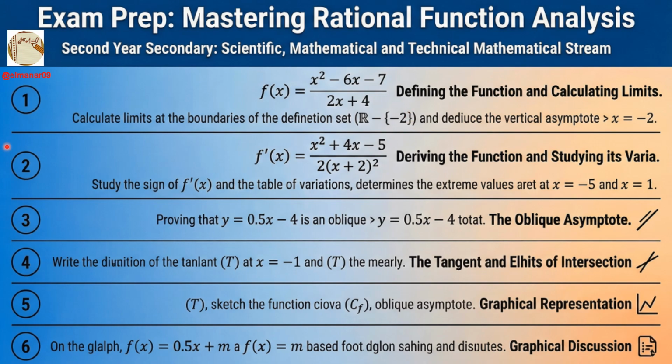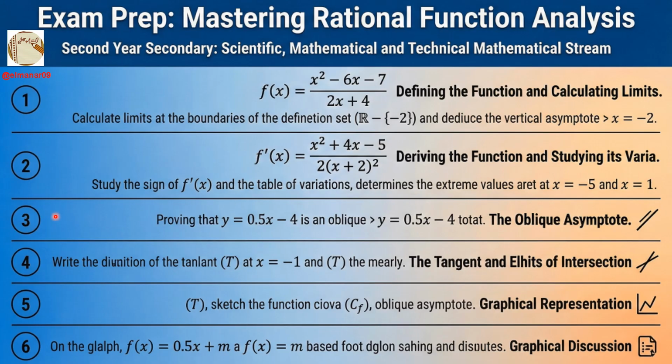Step 2, the movement. Now, look at the derivative f prime of x. I've already laid out the formula for you. We're going to study the sign of this bad boy to see where the function is climbing and where it's sliding down. We've got extreme values at x equals -5 and x equals 1. Those are our peaks and valleys, folks. Pay attention to that table of variations. It's your GPS for the graph.